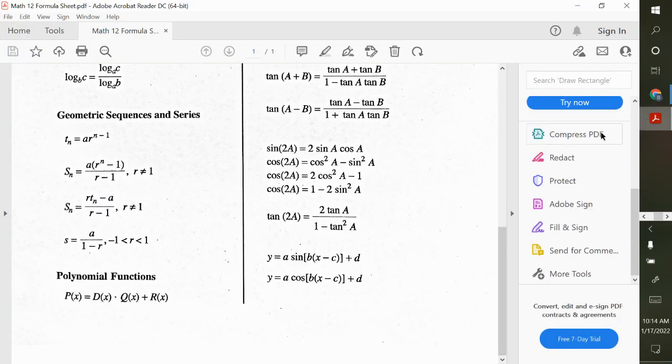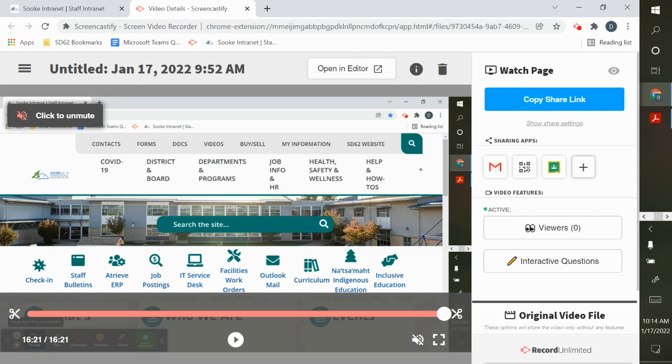We're almost done the unit. We'll just be practicing most of the time.